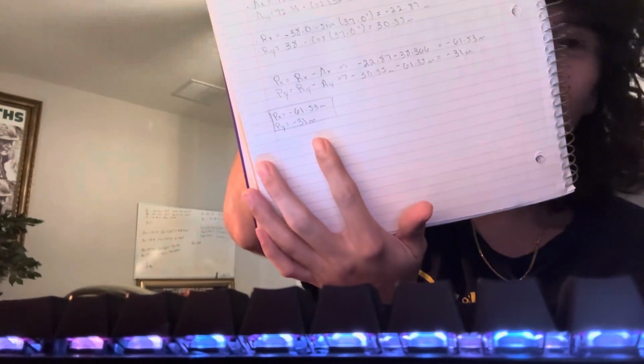So we're going to use these two components to help us find the magnitude of P. And the way we do that is with the Pythagorean theorem. So we're just going to go ahead and put that in here. The magnitude of P is equal to the square root of the x component squared plus the y component of P squared.